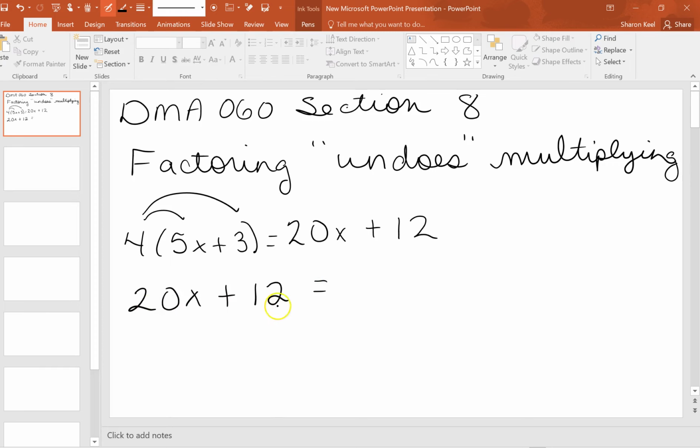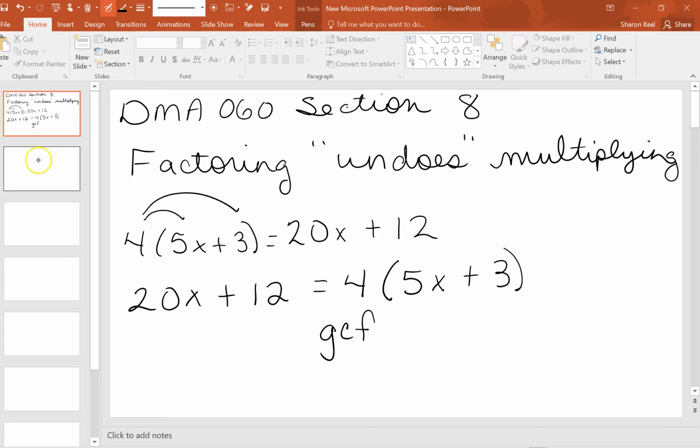So we're going to look at the two whole numbers and see if they have anything in common. Their greatest common factor is the number 4. When I factor 4 out of 20x, I'm left with a 5 and an x. And when I factor 4 out of the 12, I'm left with a positive 3. So a moment ago, we distributed to get this, and then I took that answer and undid it by factoring out the GCF first. Once I factored out the GCF, I then wrote what I had left.